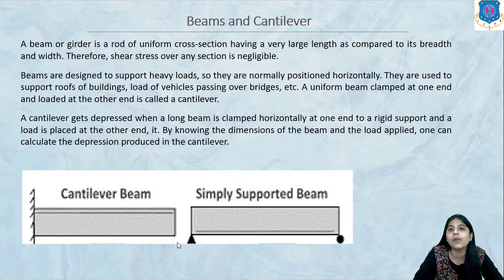What does a cantilever mean? A cantilever is a uniform beam clamped at one end, connected and supported at one end with a rigid support, and which is free at the other end. If it is loaded at the free end, then it will bend and produce depression in the cantilever. In order to find the depression produced in the cantilever, you should have knowledge of the dimensions of the beam and the load applied.